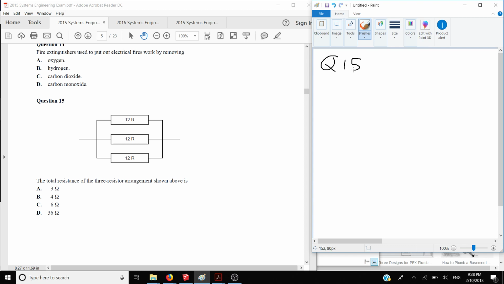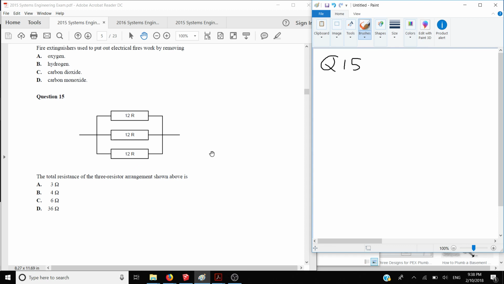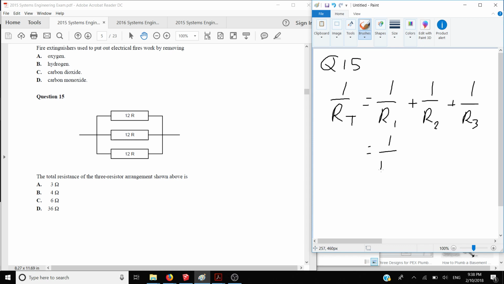Question 15 is resistors in parallel. So, resistors in parallel. The formula is 1 over RT equals 1 over R1 plus 1 over R2 plus 1 over R3. So that equals 1 over 12 plus 1 over 12 plus 1 over 12, which is equal to 3 over 12.